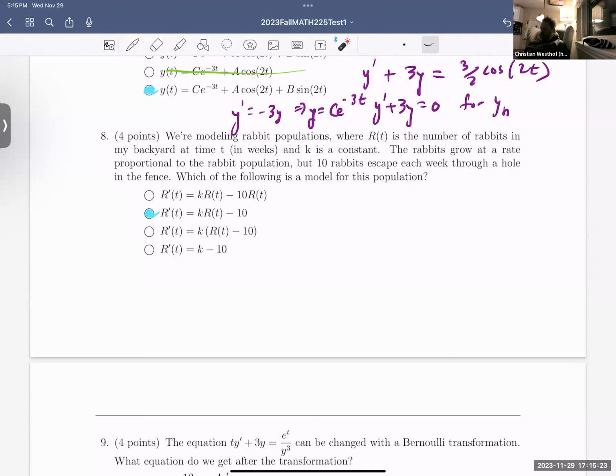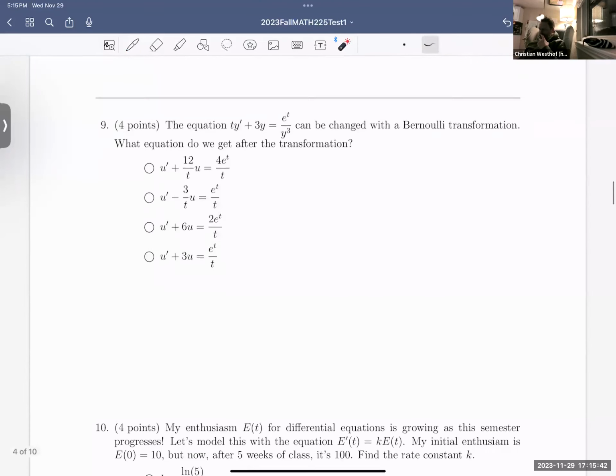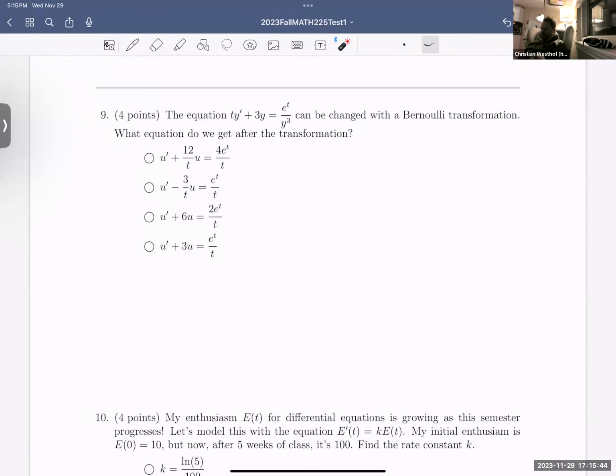The other options, like we already said, that was out. This equation here incorporates the minus 10 with the growth constant. Not going to work. The top one incorporates negative 10 times the current rabbit population. That's also not happening. So number 9, the equation can be changed with the Bernoulli transformation.